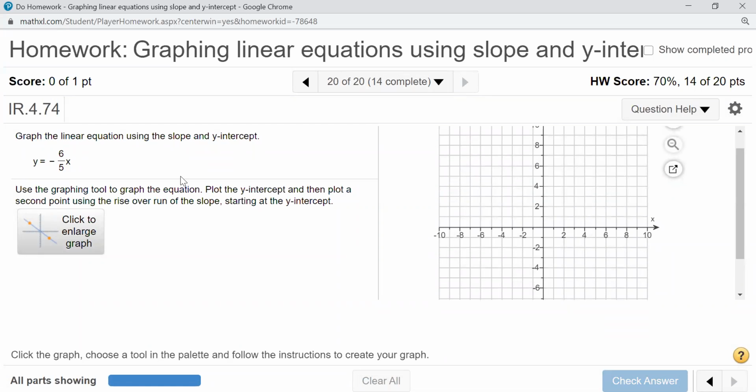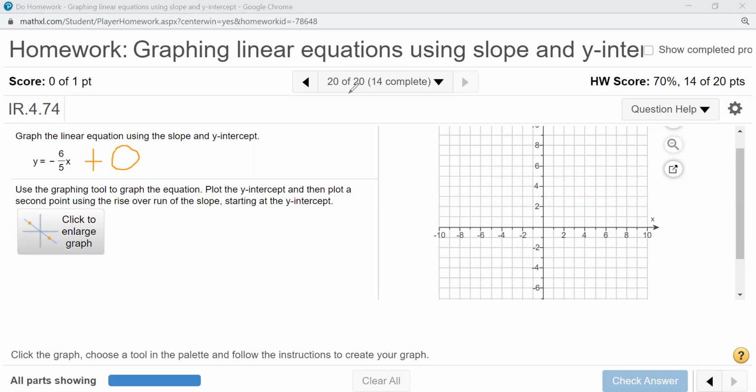Graph this linear equation using the slope and y-intercept. There's no y-intercept written, which means that secretly you can pretend there's a ghostly +0. It's not written, and that's a bad plus sign. This is supposed to be a plus sign. I was trying to make it ghostly. There's secretly a +0 there that is not written.